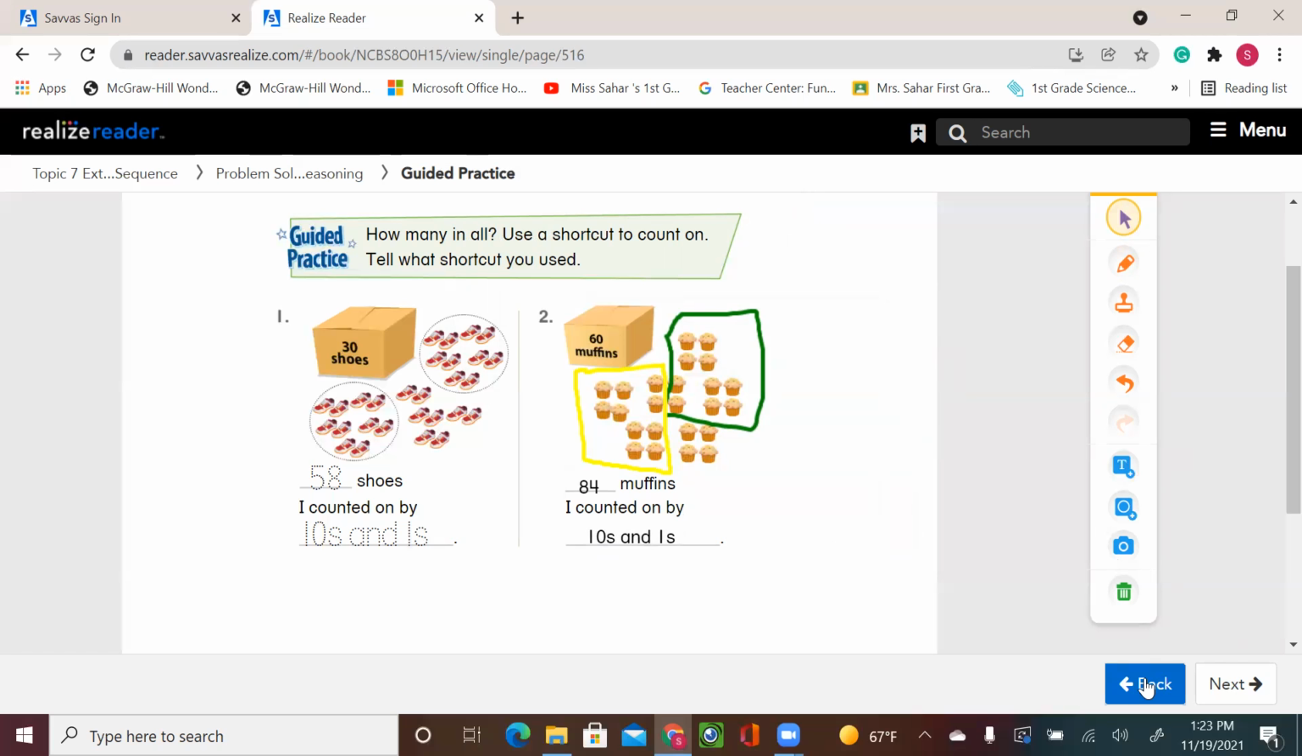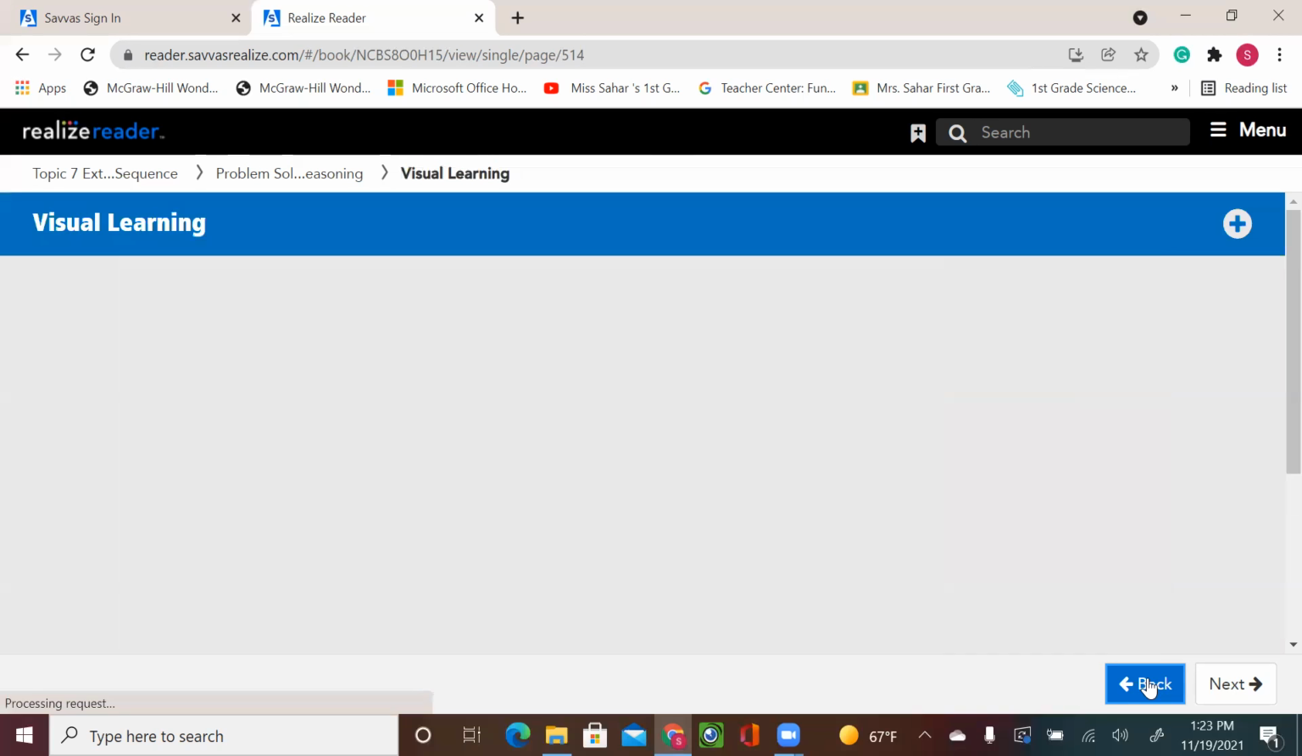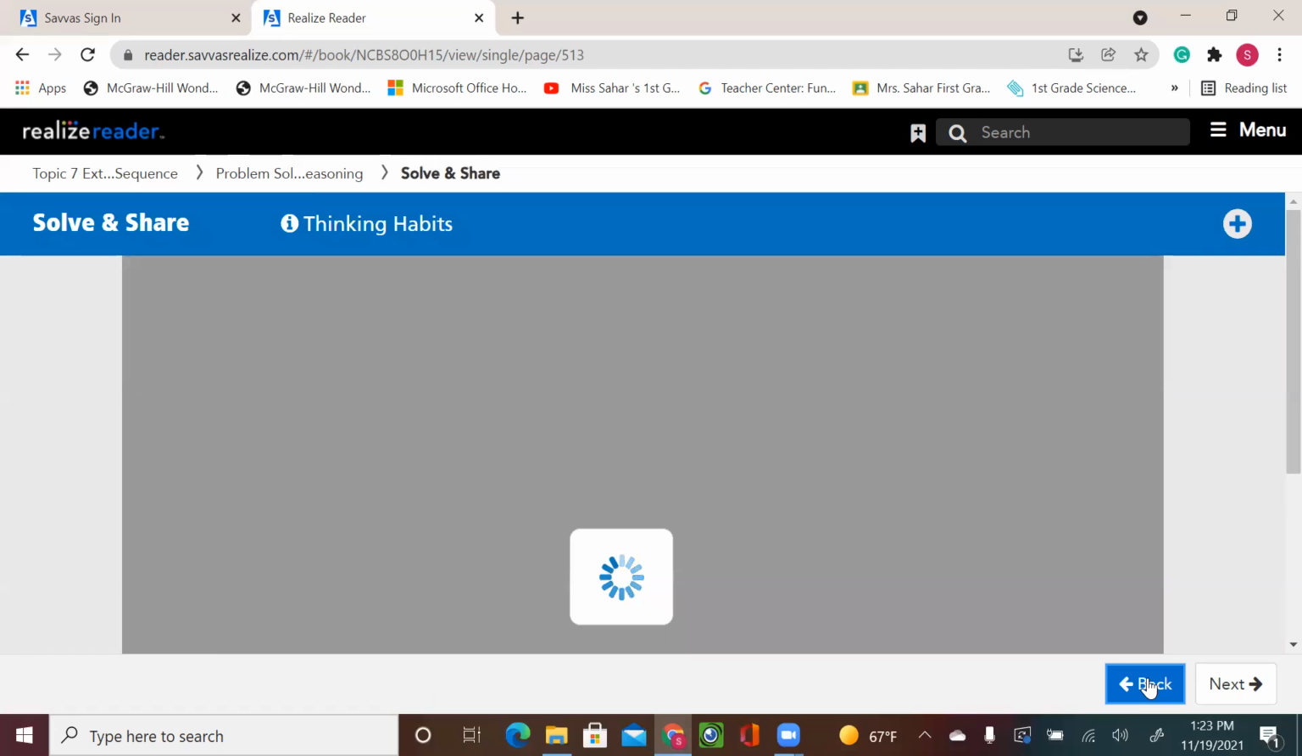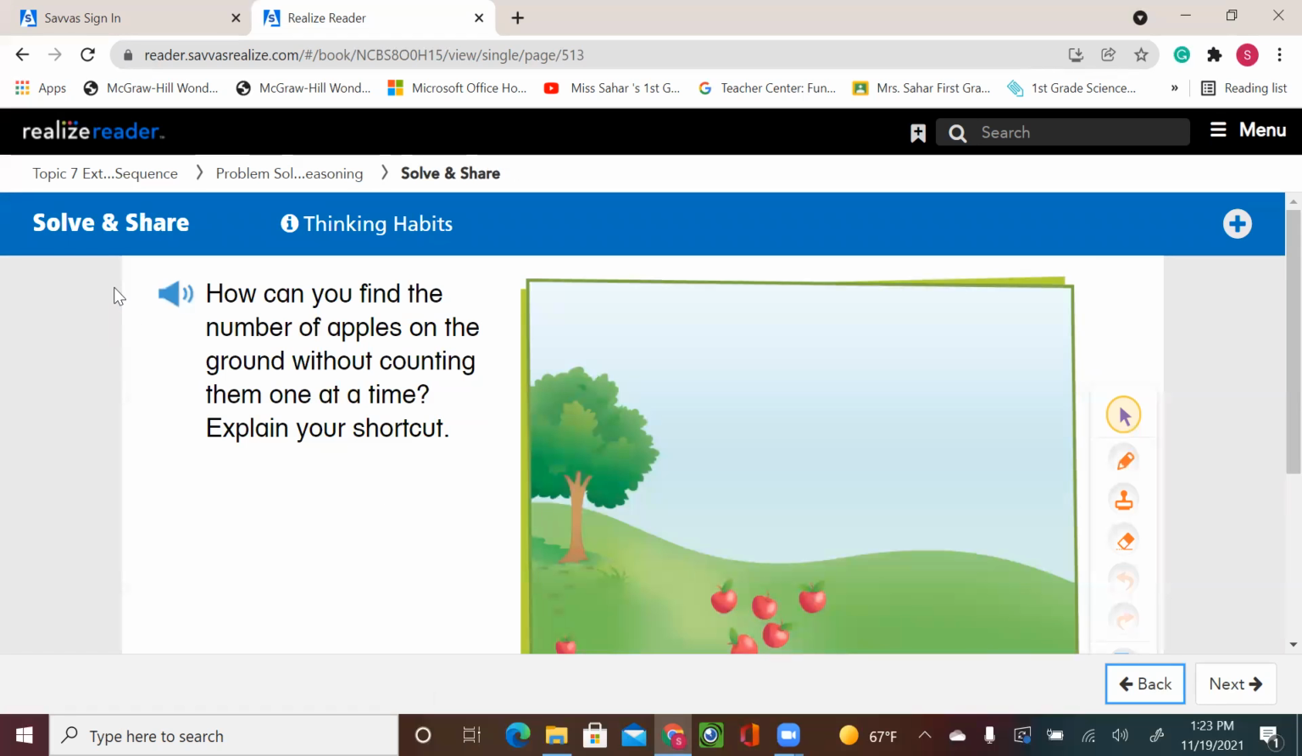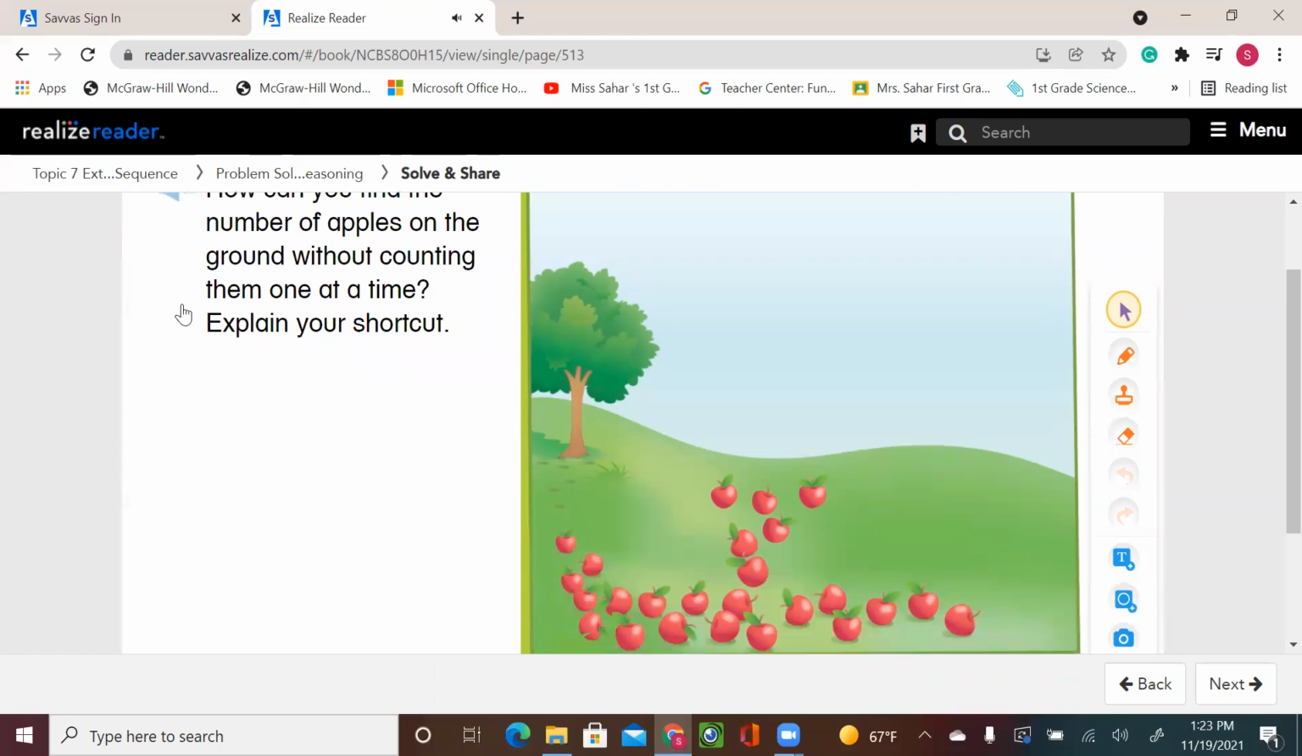All right. So let's go back to the first exercise in our lesson, page 309, and see what we have. How can you find the number of apples on the ground without counting them one at a time? Explain your shortcut. So here I have apples on the ground and I need to count them, but I should not count them by one. So I need to group them to count them by 10. So that's what we can do.